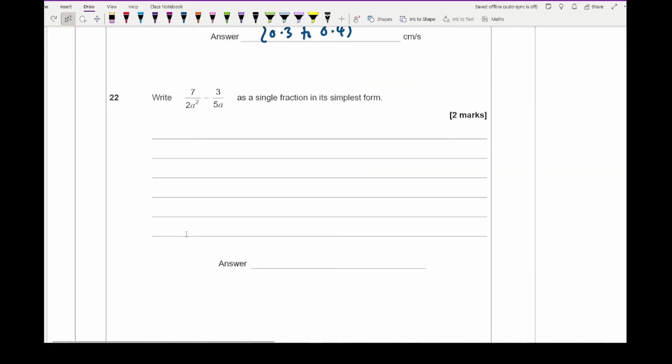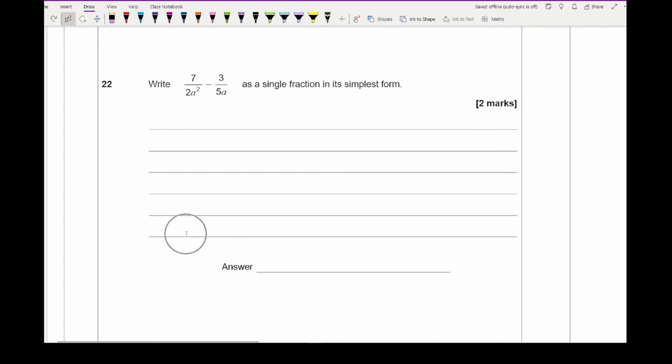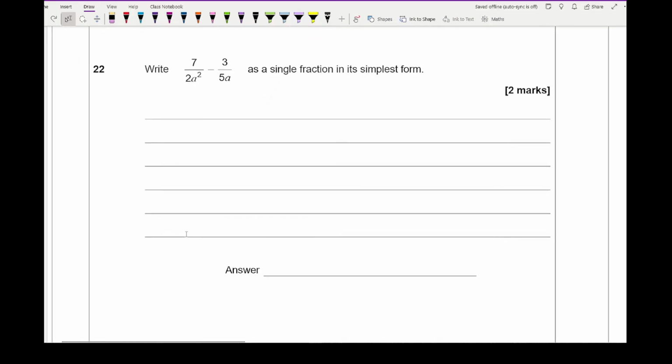Then moving on to question 22, it says write 7 over 2a squared minus 3 over 5a as a single fraction in its simplest form. So let's just zoom in so we can see it all. Now, to get a common denominator, and again, it might be different to your common denominator. I know some teachers encourage you to multiply the two denominators together to get that common denominator, which in this case is exactly what I'm going to do.